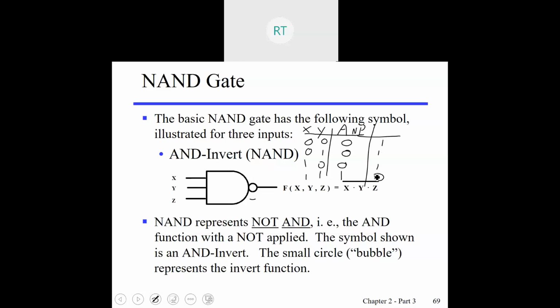So how do you get an output from a NAND gate? It is going to be X dot Y dot Z all bar. So this is my X, Y, Z, and the output that I am getting here is X dot Y dot Z all bar. Clear? So this is called a NAND gate. We also say not AND. The AND function with a not applied to it. So you have an AND and you put a not on it. Okay? The small circle that you are viewing, or the bubble, represents the invert function.